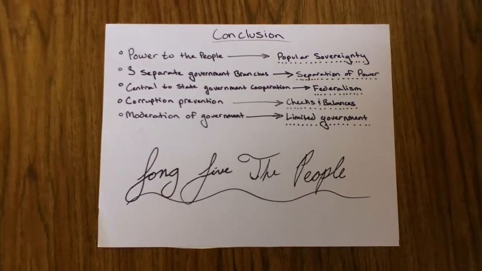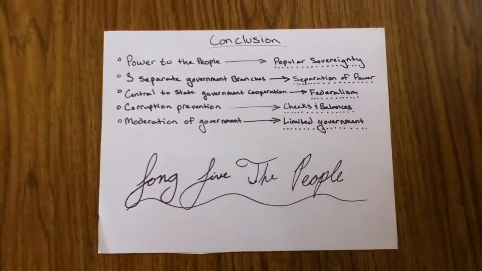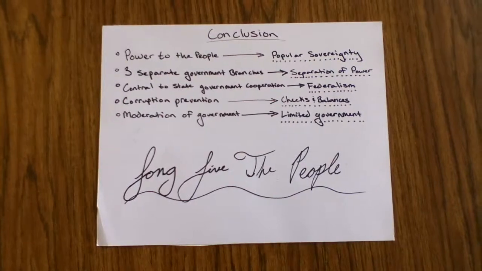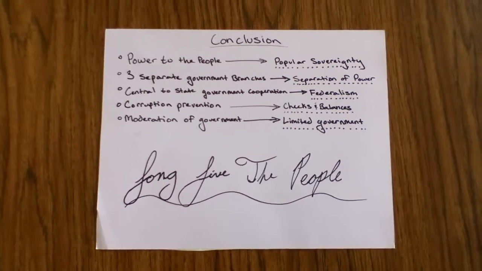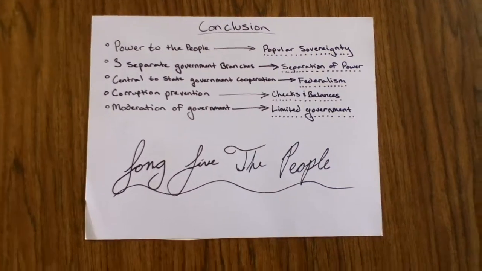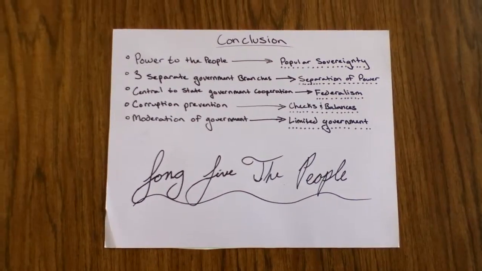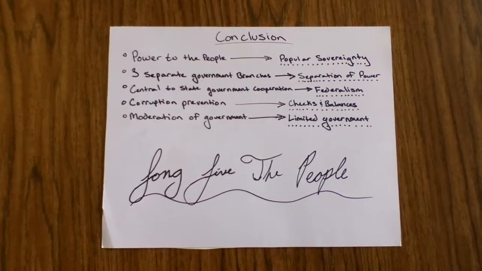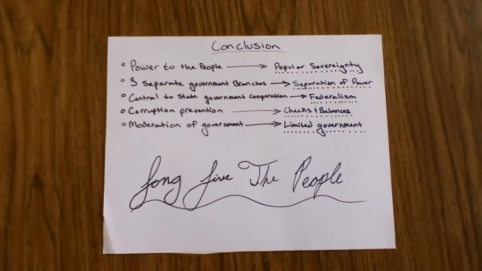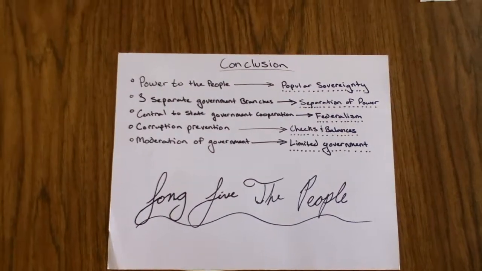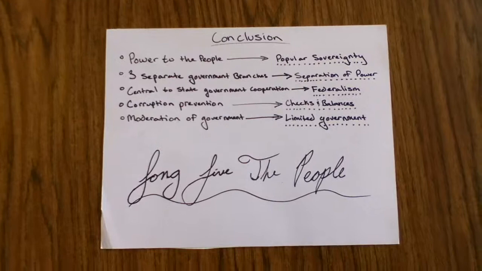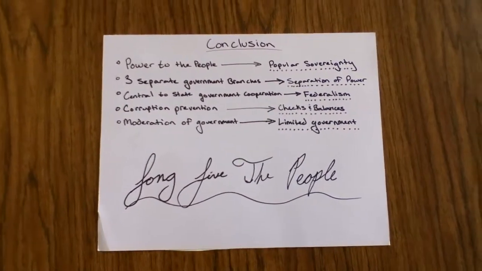Corruption prevention. This is where checks and balances come in play. If it were not for checks and balances, some of the branches of government could take advantage of their power. Therefore, we have these corruption preventions, such as checks and balances, in order to keep them in line. And lastly, moderation of government connects to limited government. In order to keep our government from taking advantage of its power, we have to moderate it, and therefore we have limited government. Long live the people!